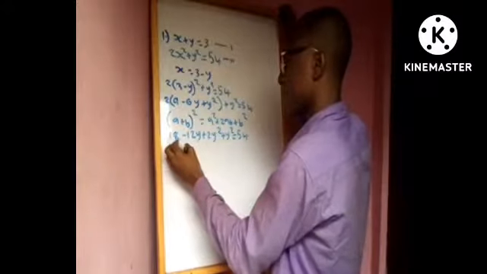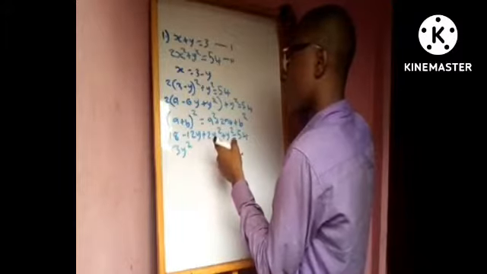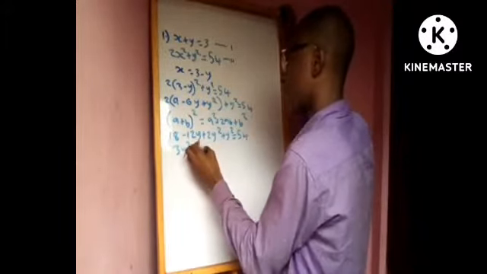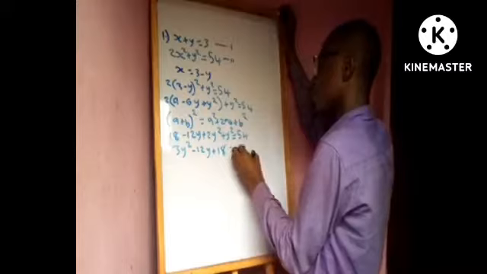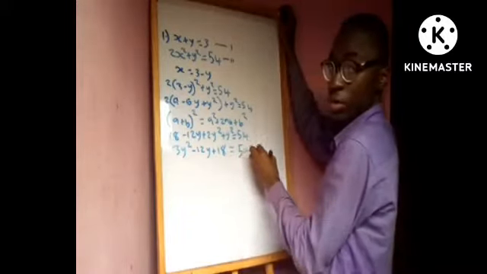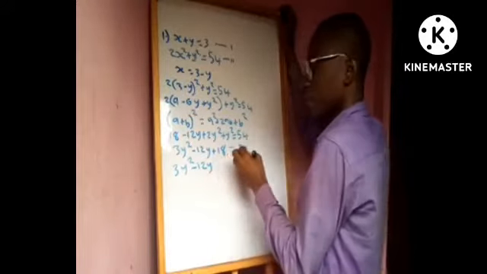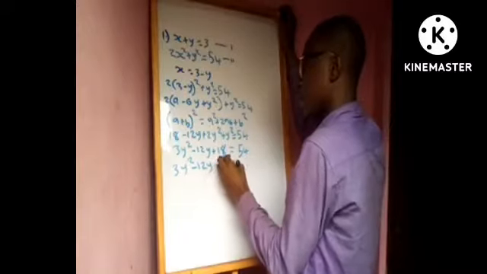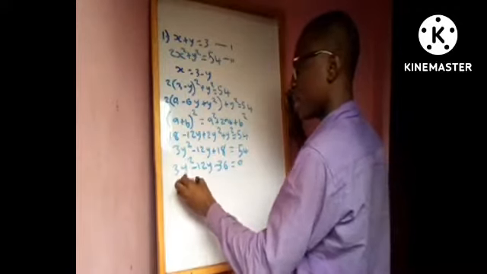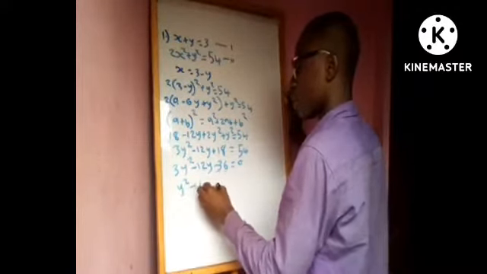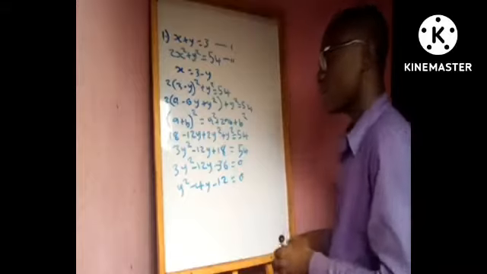2y squared plus y squared, that's 3y squared minus 12y plus 18 equals 54. When we subtract 54 from both sides, we will have 3y squared minus 12y, 18 minus 54 becomes minus 36, equals 0. So we can divide through by 3. That will leave us with y squared minus 4y minus 12 equals 0.